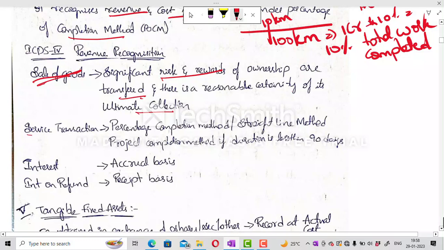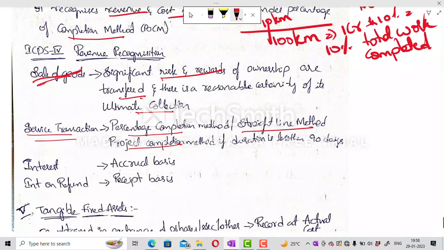What if it is a service transaction? We have different methods: percentage of completion method, straight line method, and project completion method. Project completion method is used only if the duration is less than 90 days. What is meant by project completion? We should recognize the entire revenue and cost only after completion of the entire project. We should not recognize in the middle after completion of a certain amount.